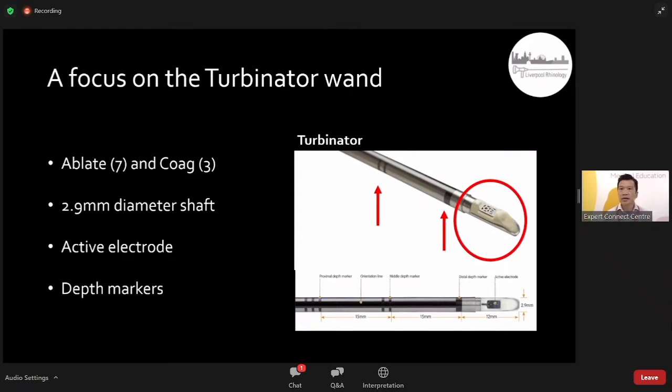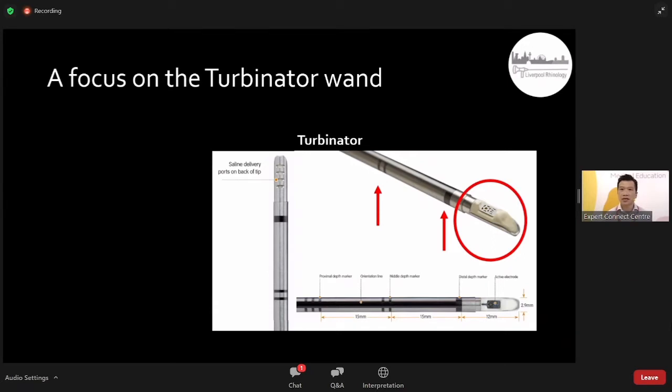And at the back of the Turbinator one, and I'll show you again once we transition the cameras to the lab, are the irrigation ports, which provide that plasma field.